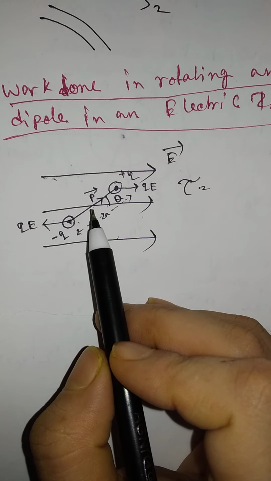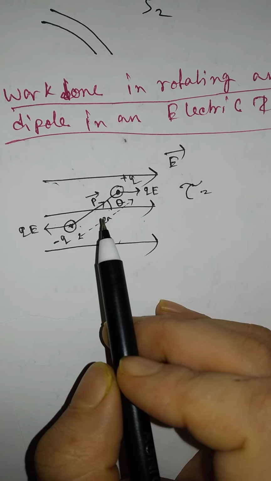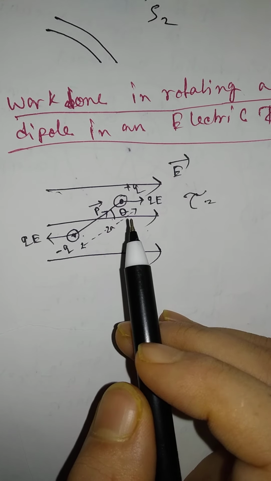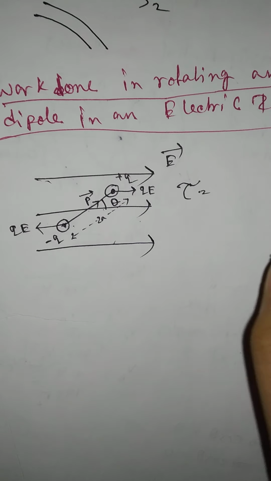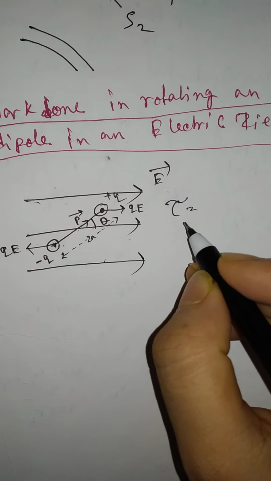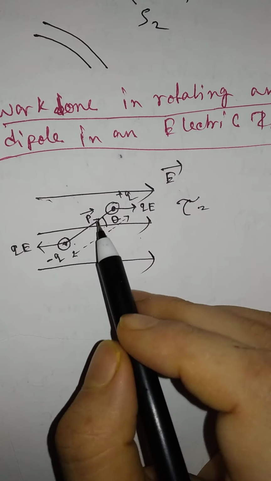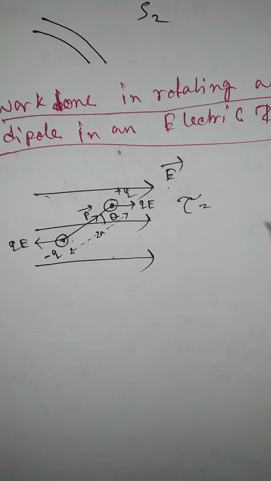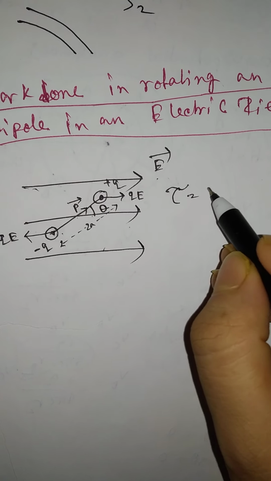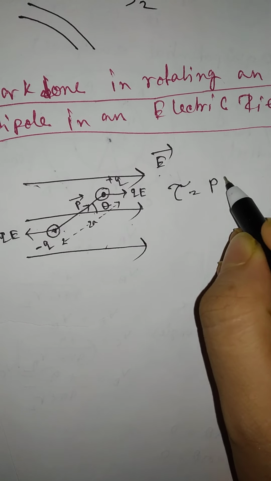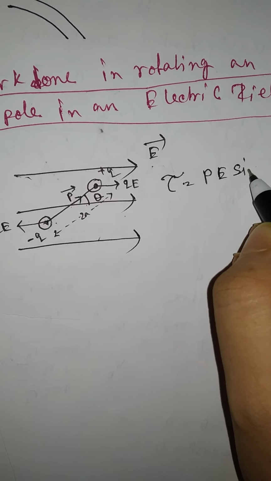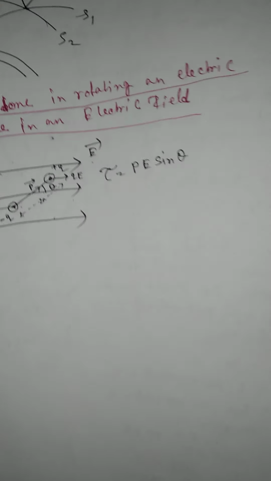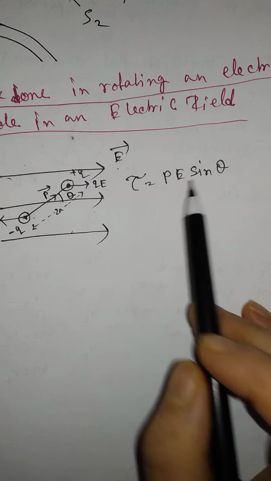So this torque rotates this dipole clockwise. Okay, so this torque is created due to this external electric field. So tau equals, we already know, PE sin theta. Theta is the angle between P and E.